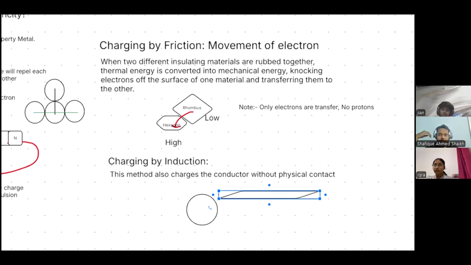If the rod is negative, it will repel the free electrons of the sphere to the far side, leaving the near side positive. Now what is happening over here? Look.